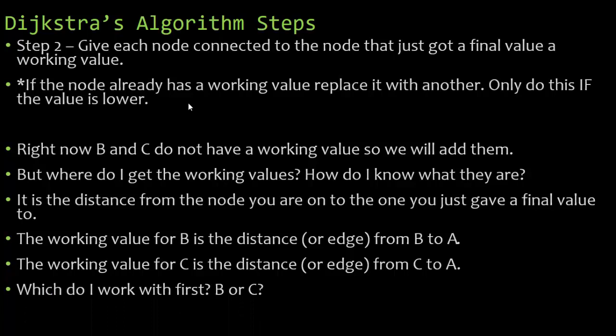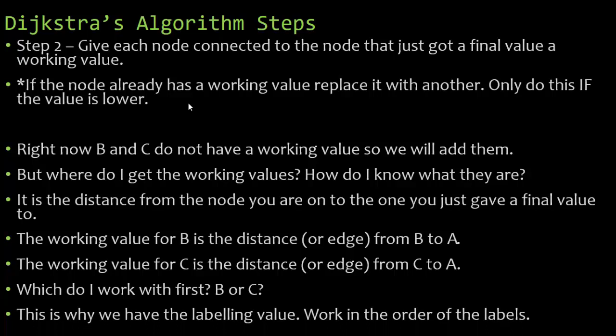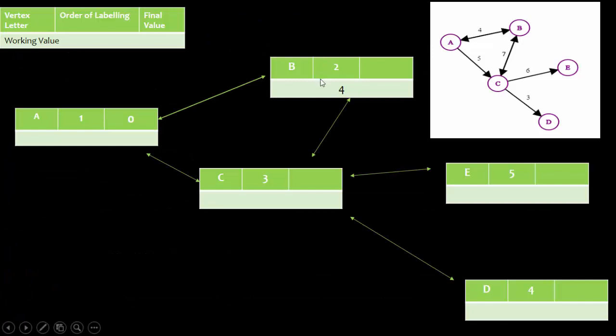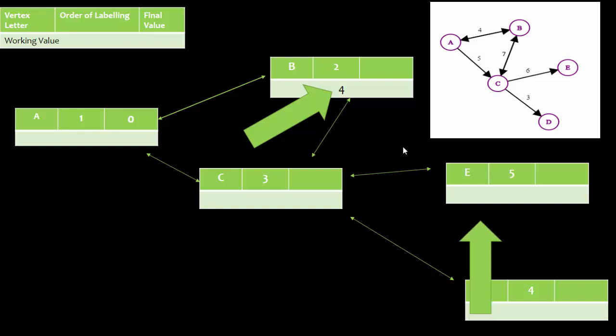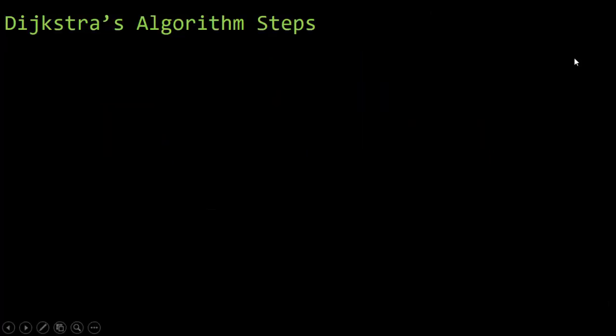But which one do I work with first, B or C? Well, this is why we have the labeling value. We work in the order of the labels. So B has a lower labeling value, I'm looking in this top middle box here, than C does. B was given a label value of 2, C is 3, D is 4, E is 5. We used it in the order of letters. So I gave it a value of 4. But where did this working value for B come from? Remember, it came from the distance or edge between node A and node B.